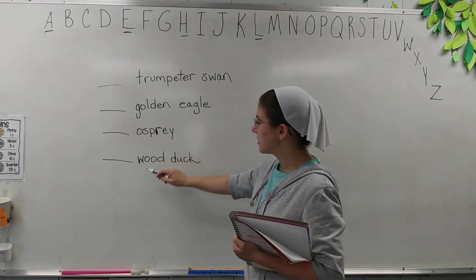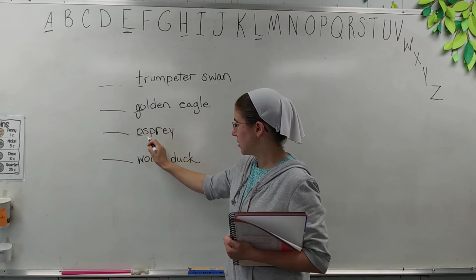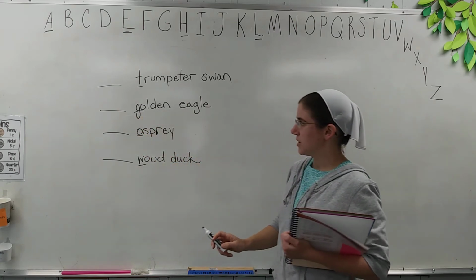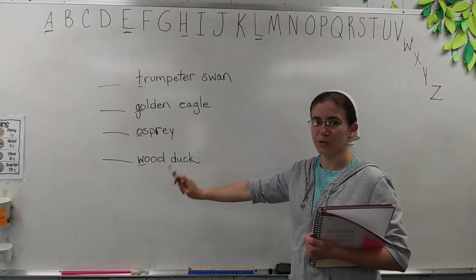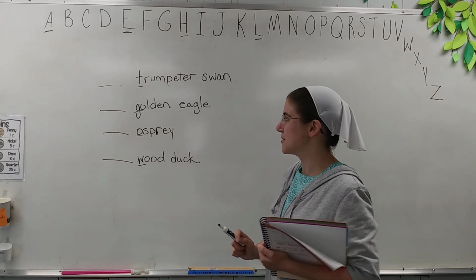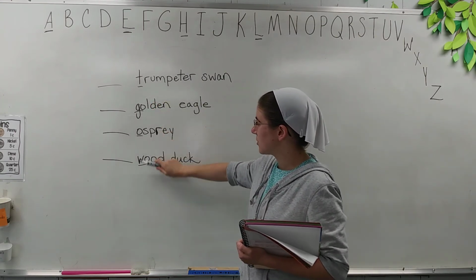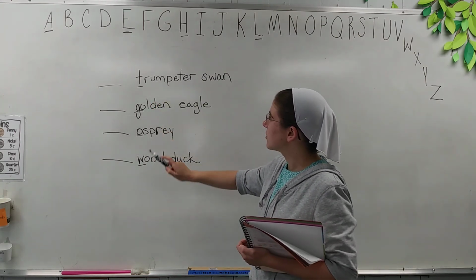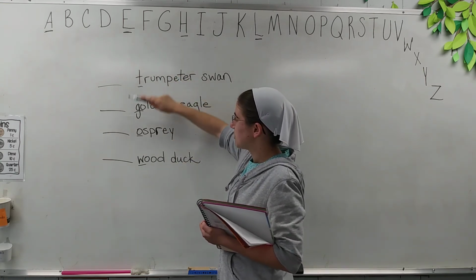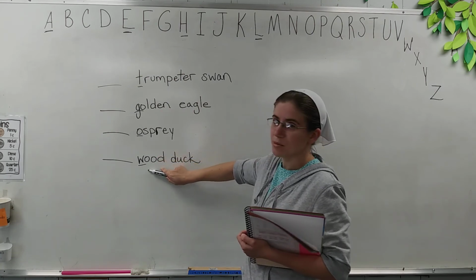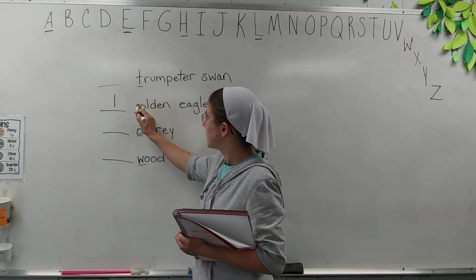So let's look at the first letter. T, G, O, and W. Those letters are all different. So in this case, we're going to be looking only at the first letter of the word. So which letter comes first? T, G, O, or W? Okay, we've got a G right here. G comes before T, O, or W. So golden eagle is our first one.